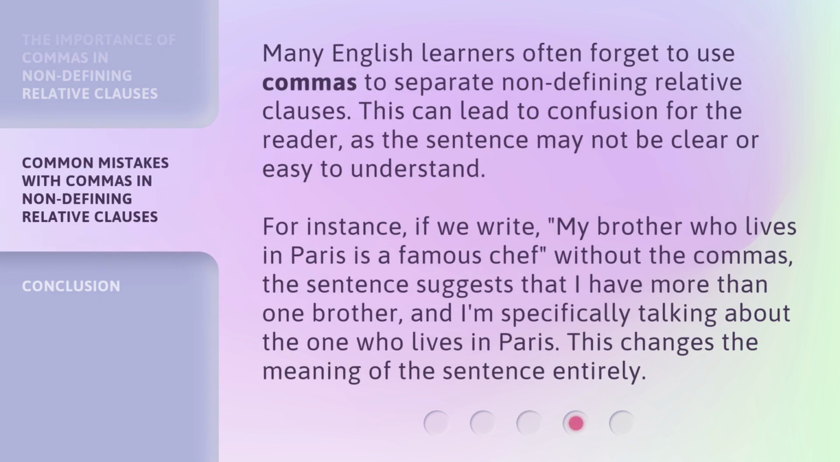Many English learners often forget to use commas to separate non-defining relative clauses. This can lead to confusion for the reader, as the sentence may not be clear or easy to understand. For instance, if we write, "My brother who lives in Paris is a famous chef," without the commas, the sentence suggests that I have more than one brother, and I'm specifically talking about the one who lives in Paris. This changes the meaning of the sentence entirely.